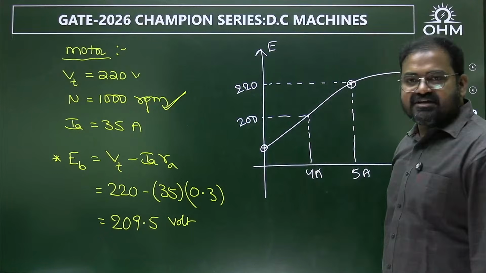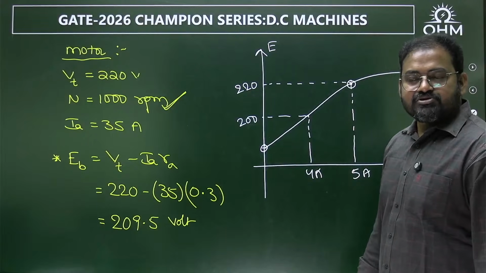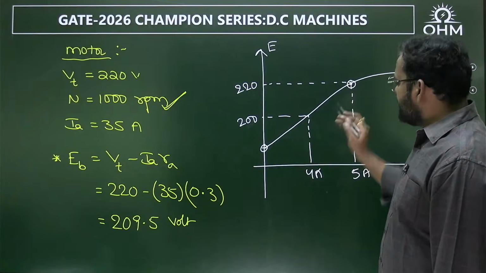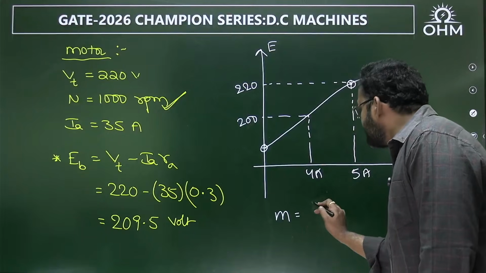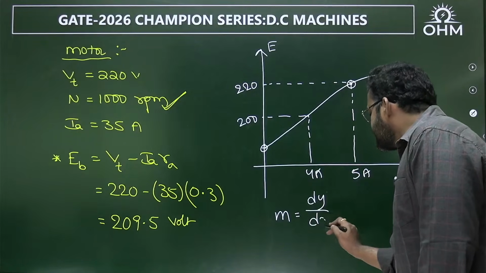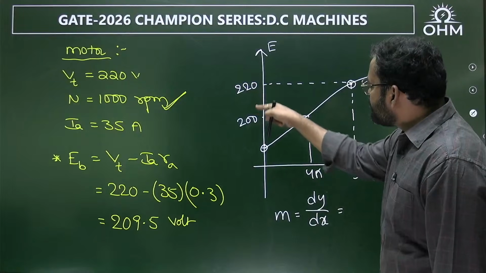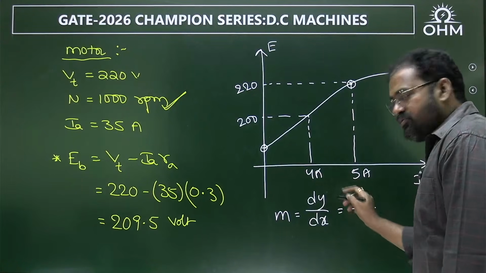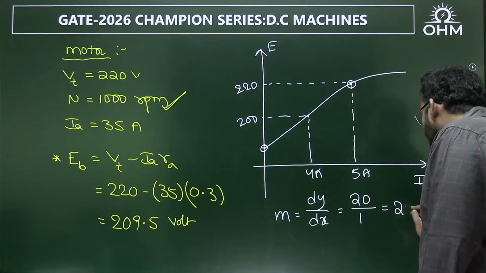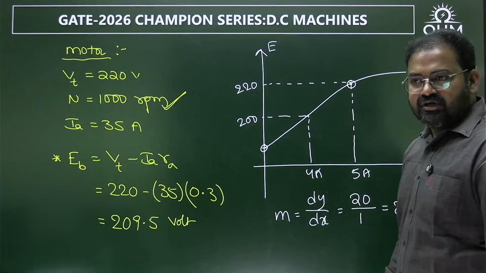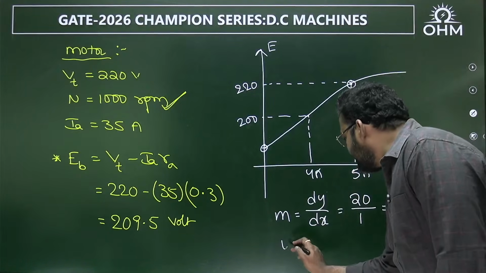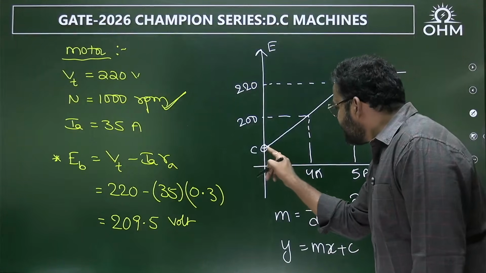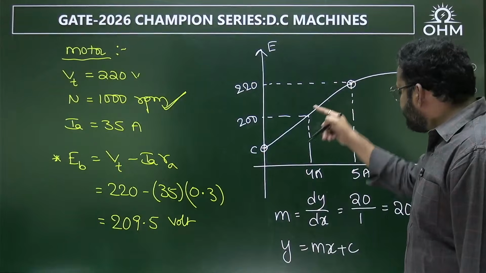What is the slope of this graph? Slope is change in y-axis by change in x-axis. So I can calculate slope m is equal to dy by dx. What is the change in y-axis? Is it not 20? And what is the change in x-axis? 4 to 5, it is 1. Therefore, the slope is equal to 20. If the slope is equal to 20, I can write this equation as y is equal to mx plus c. This c is the constant, guys, and m is the slope of the curve.